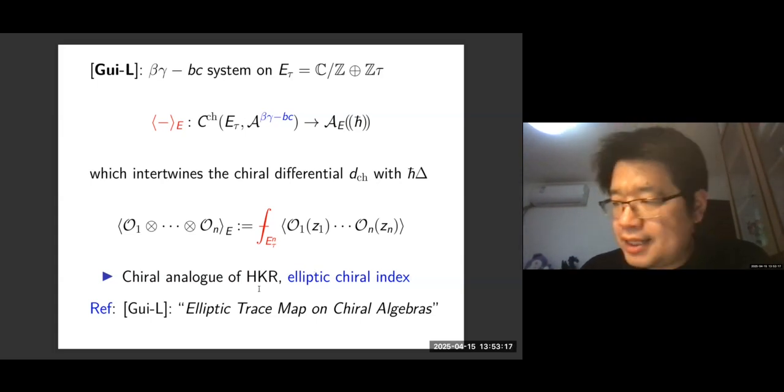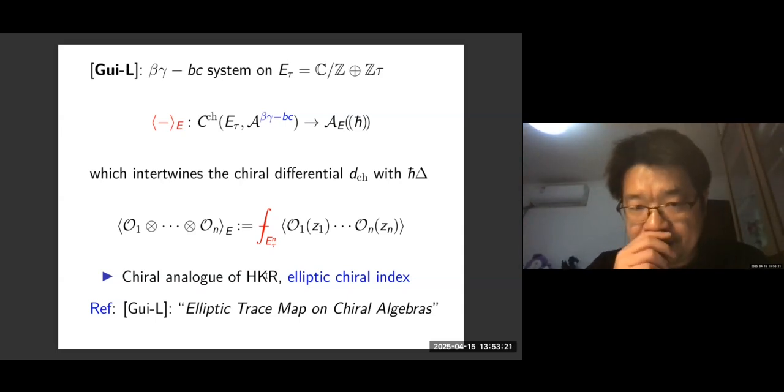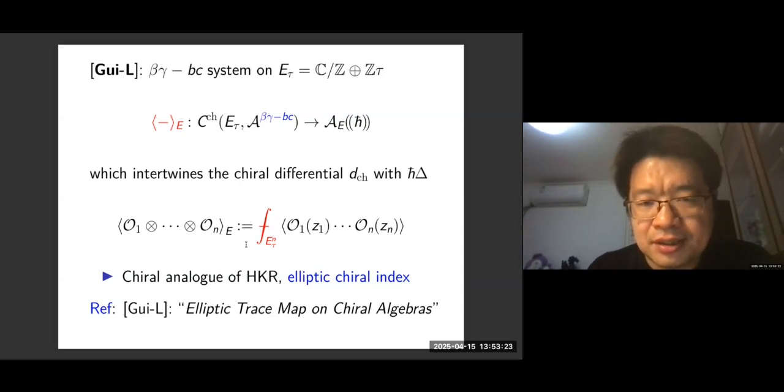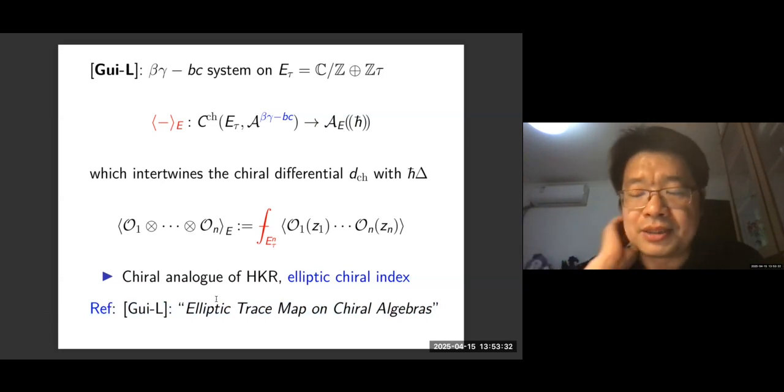I think I won't have time to discuss this in detail, since the precise construction is quite involved. But if you are interested, here is the reference: elliptic trace map on Kaya algebras.